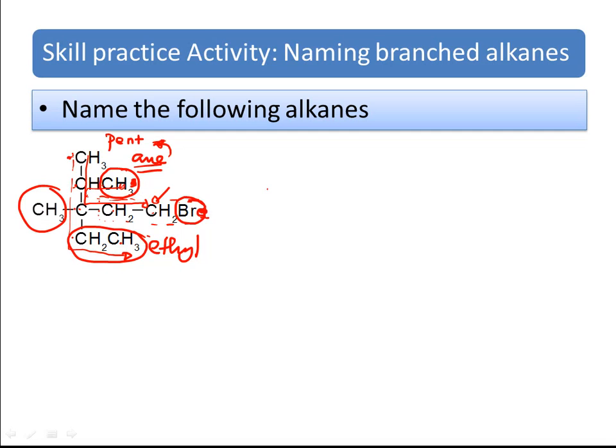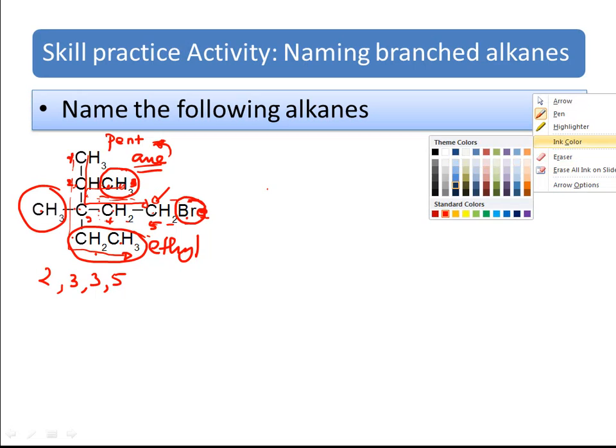I need to number the carbons on the principal chain in such a way that I get the lowest possible combination of locant numbers or location numbers. So this one is 1, 2, 3, 4, 5. If I number it from this side, the location numbers that I've got are going to be 2, 3, 3, and then here I've got a 5: 2, 3, 3, 5. What if I number it from the opposite side, starting from the end that has got bromine?